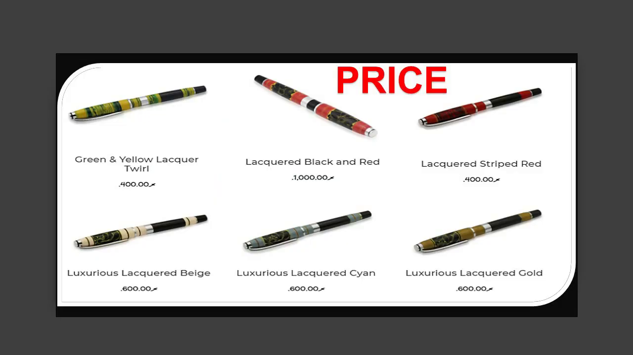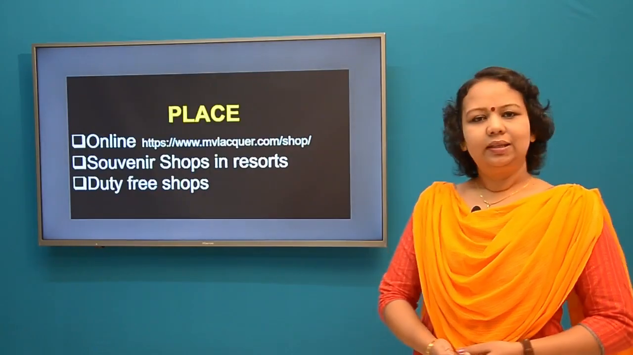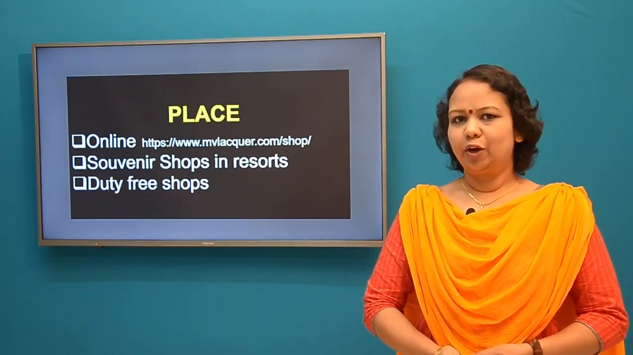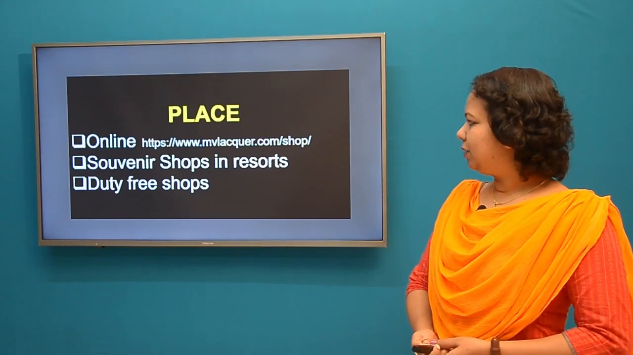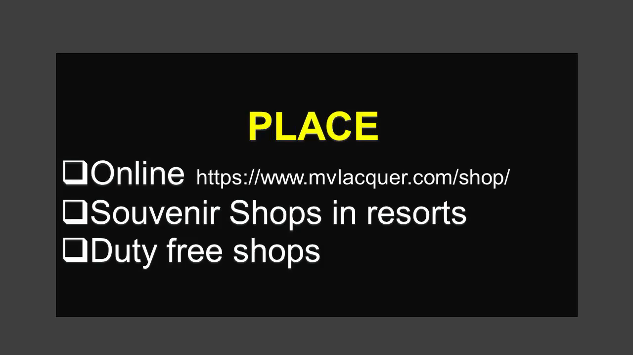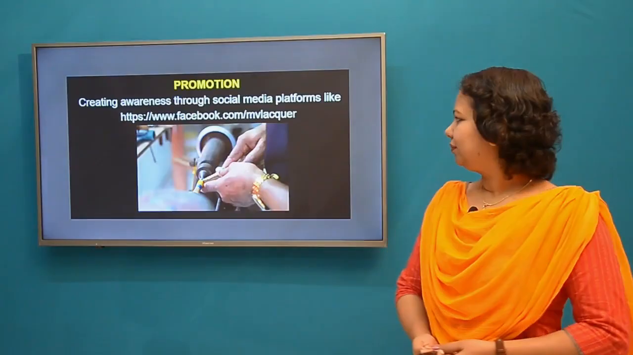The product is priced differently according to the design and according to the color. Now, the place from where the customer can buy the product. Here, the product is available online. You can find it at mvlacquer.com. They have a shopping page where you can order it, or it's available in the souvenir shops in the resorts, or you can even buy it from the duty free shops in the airport.